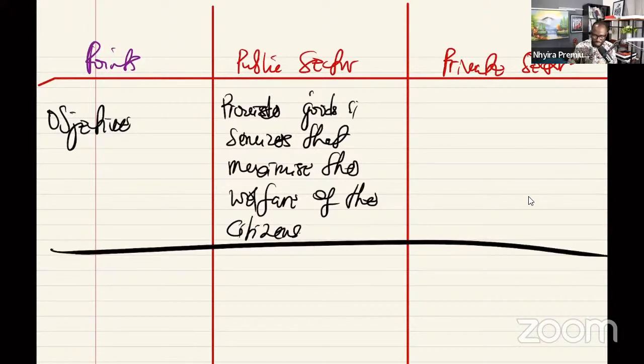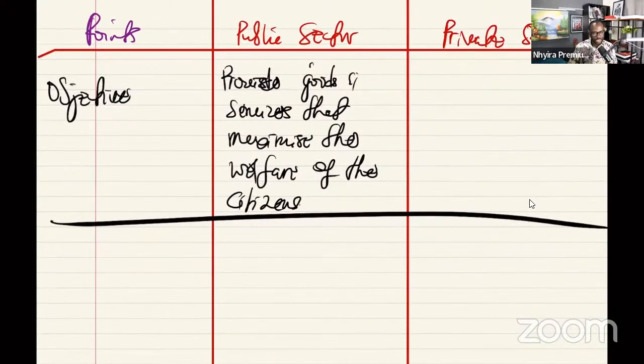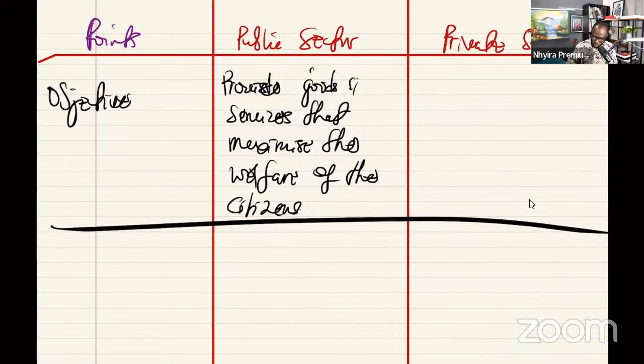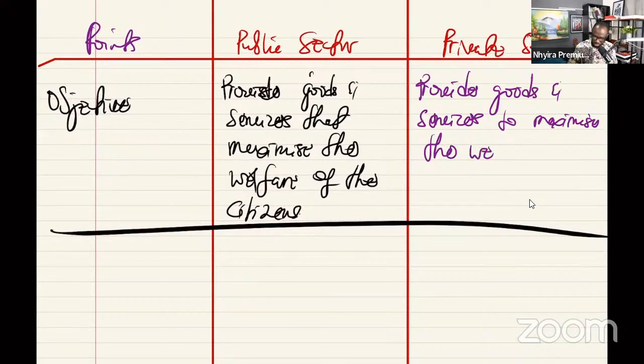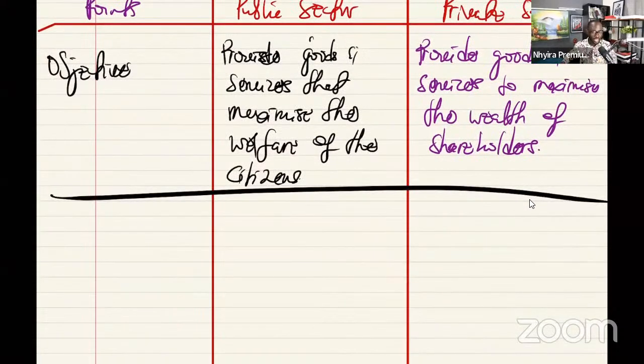And in the private sector, they provide goods and services, but they are to maximize the wealth of shareholders. So provide goods and services to maximize the wealth of shareholders. Even though that primary objective is now changing, now companies don't just exist to maximize the wealth of the shareholders. There are other reasons why they exist, but primarily they are there to make money for the shareholders. Yes, Godwin.